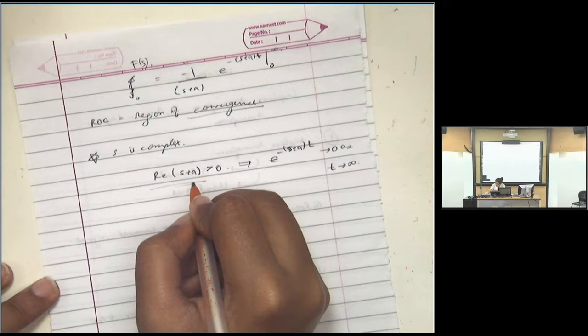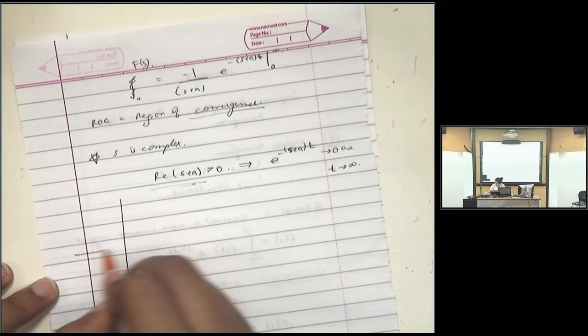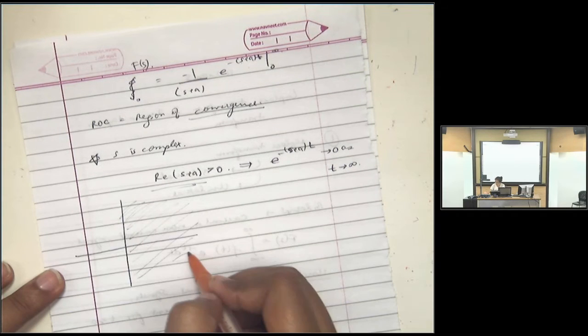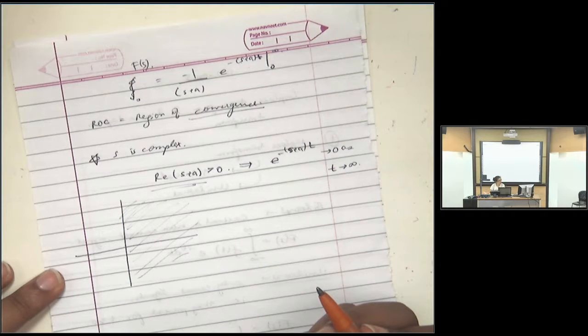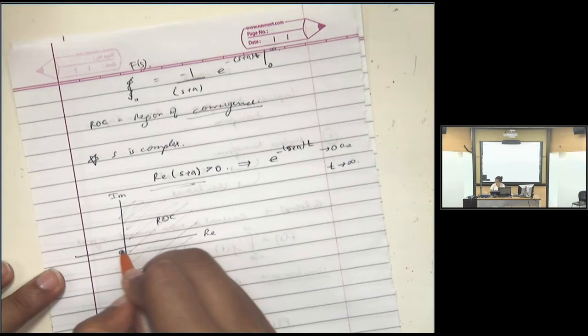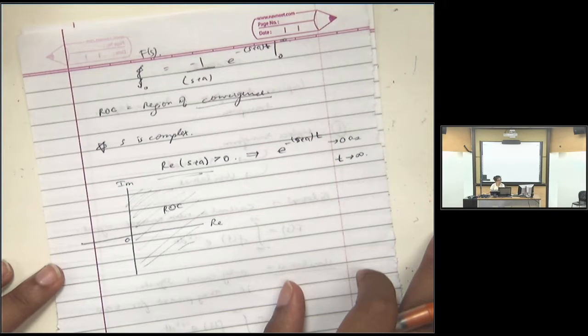Now what does this mean? In the complex plane, anything to the right of my imaginary axis is my region of convergence. Okay, so this is my ROC, this is the real axis, this is the imaginary axis, and the origin. Okay, so that's what the ROC means, right?